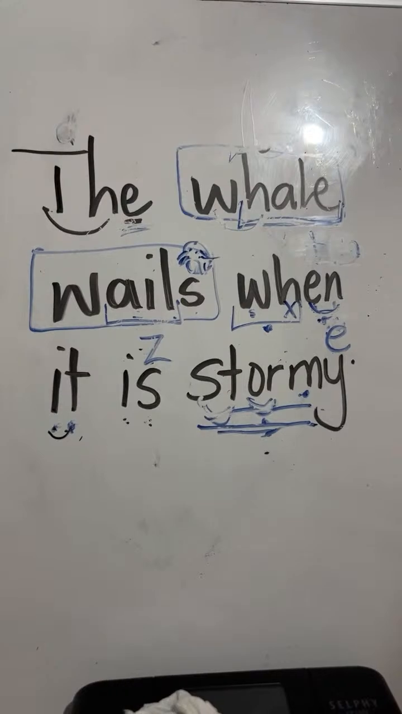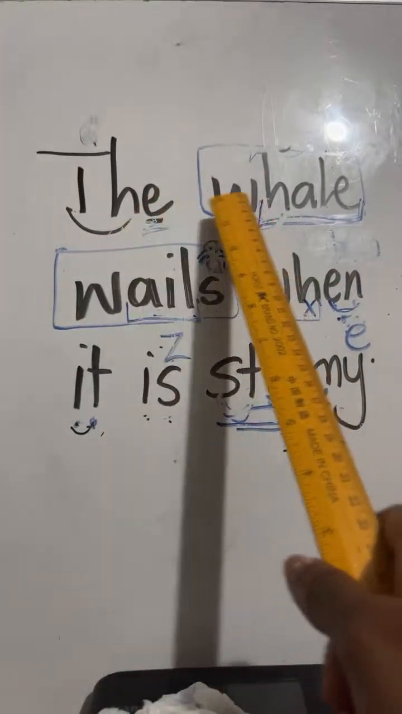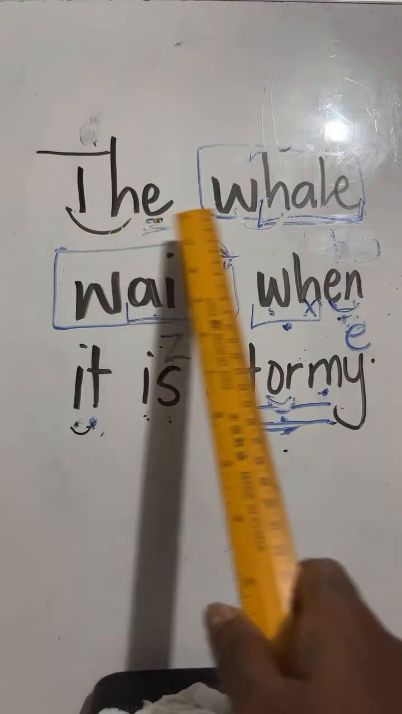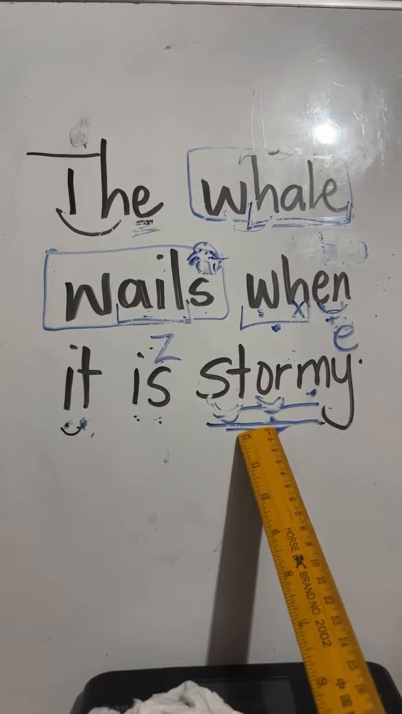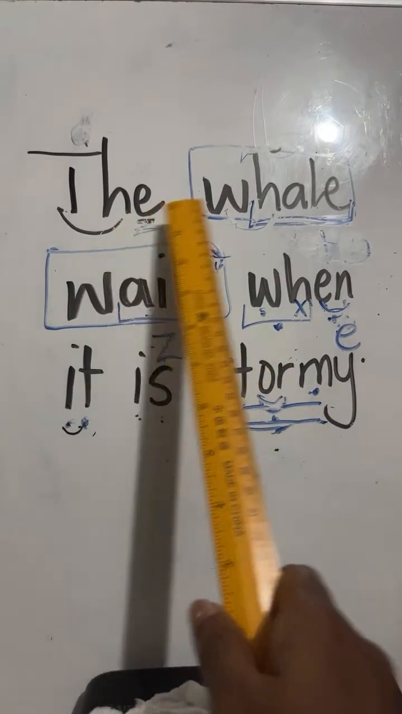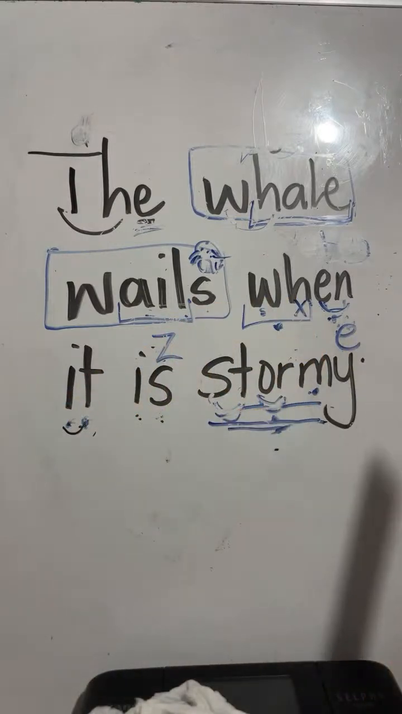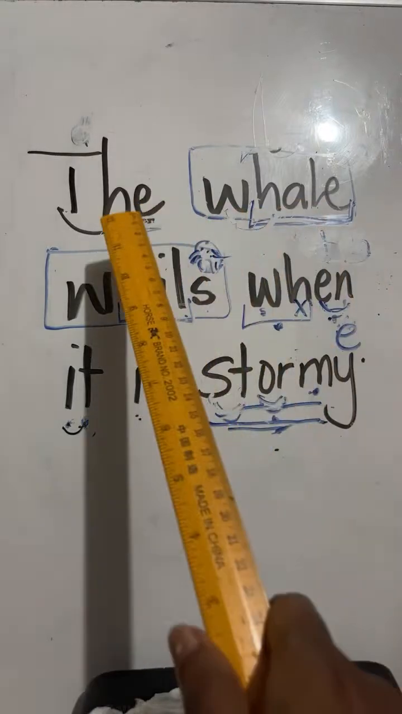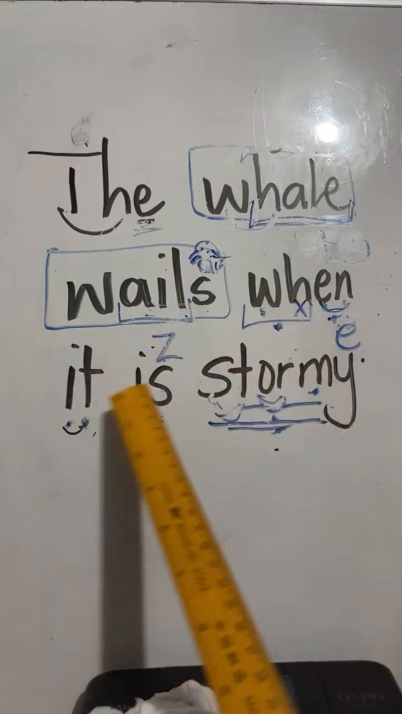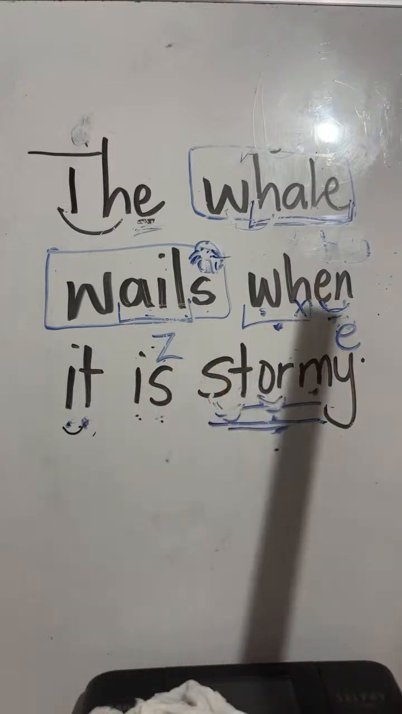Okay, now let's try to read this sentence fluently. So, let's go ahead. The whale wails when it is stormy. Let's read it again. The whale wails when it is stormy. Now let's try to read it at a quicker pace. The whale wails when it is stormy.